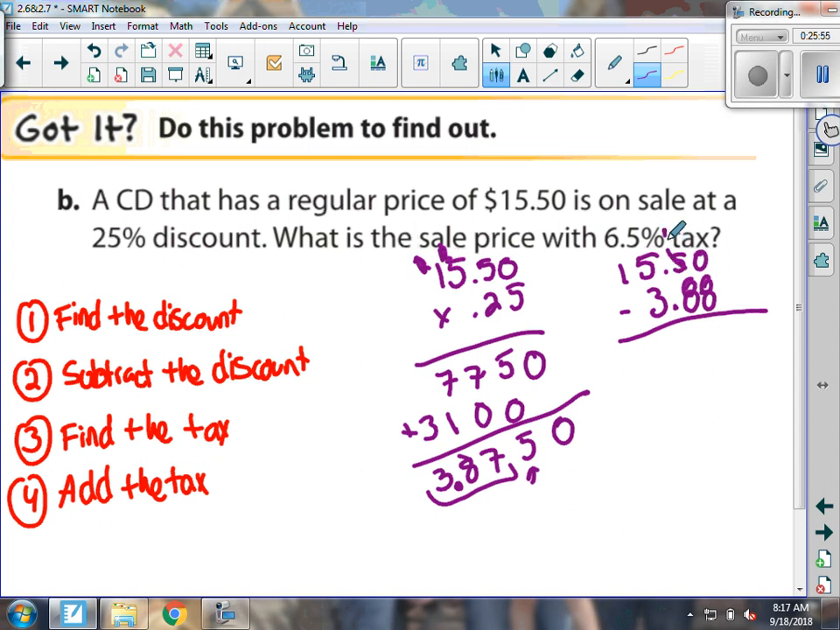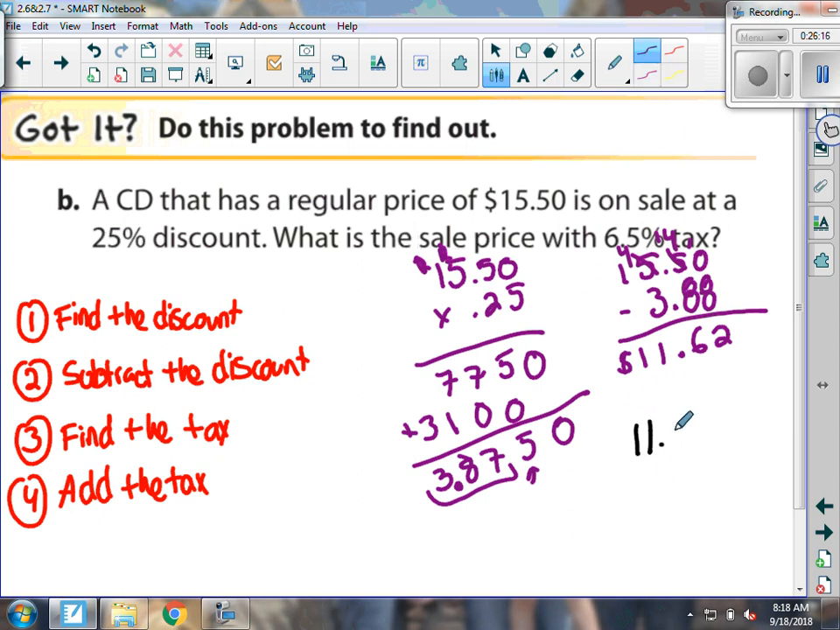So I've got to carry some ones here. 10 minus 8 is 2. Got to carry a 1 again. 14 minus 8 is 6. Bring down my decimal. 4 minus 3 is 1. And bring down this 1. So here's my sales price. Now I need to figure out what my tax is.